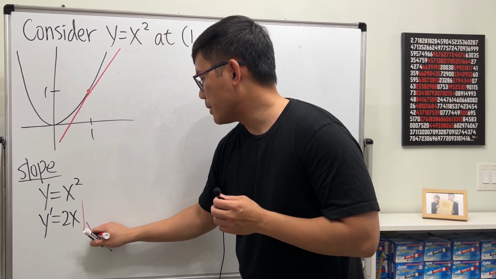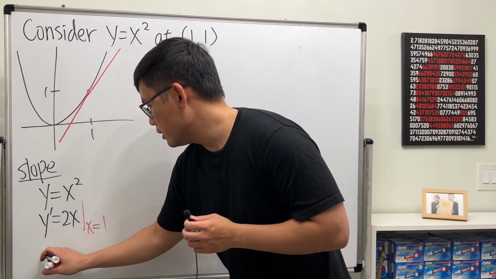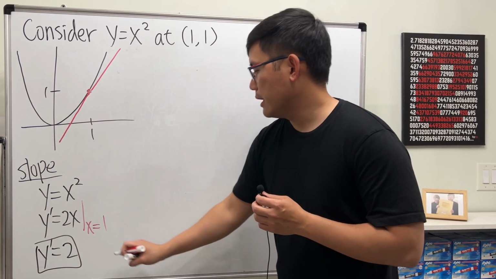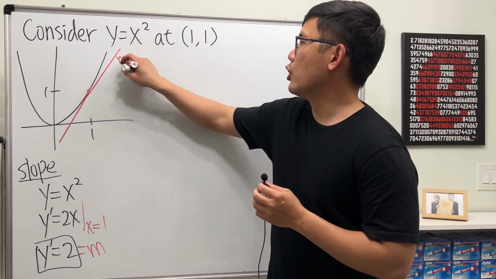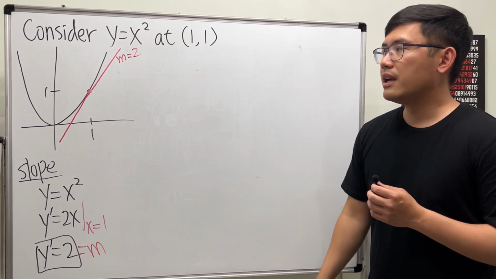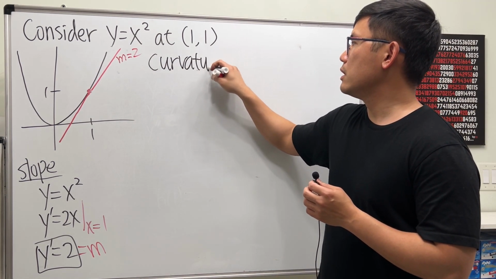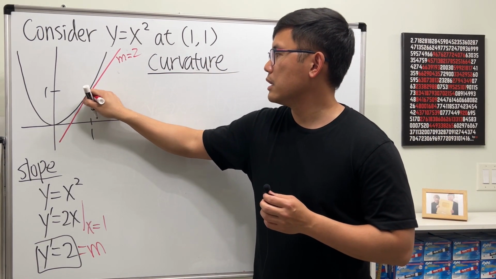And then we care about when x is equal to 1. So the slope is just equal to 2, right? And that is equal to m as our usual notation. The slope of this tangent line is 2. Done. Now, how are we going to find the curvature right here at this point?